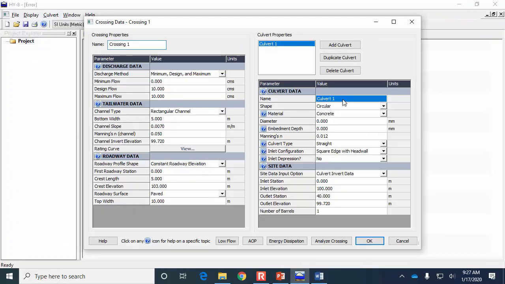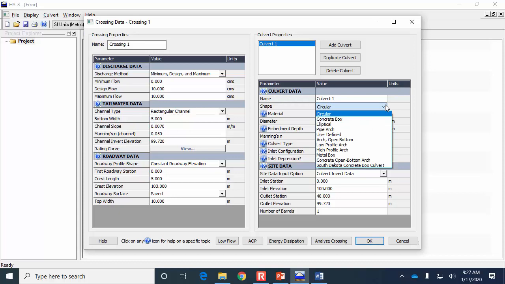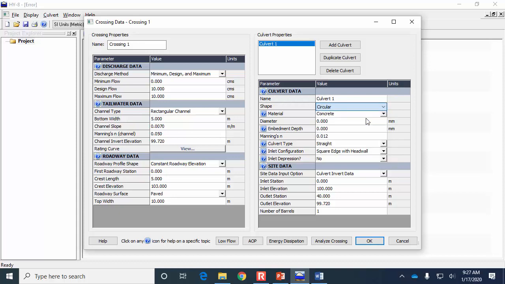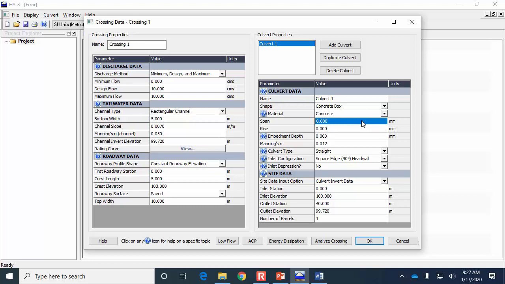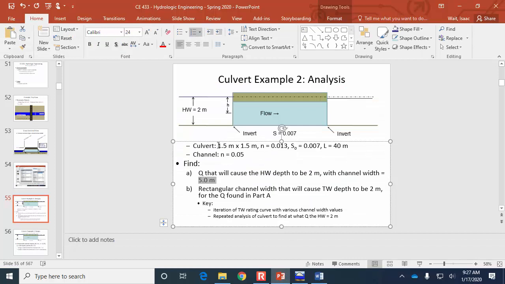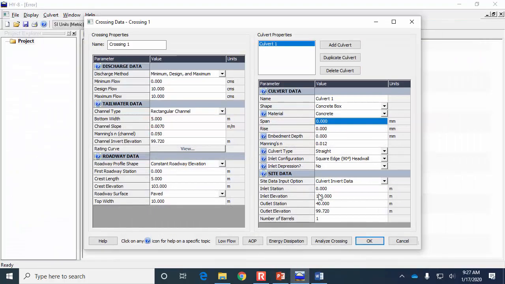All right, the culvert isn't circular, it is now rectangular. So we'll put concrete box, and you'll notice that the span and the rise have units of millimeters. And so we're going to have to convert from the given data of meters and make it 1,500 millimeters of span, meaning the width, and 1,500 millimeters rise.